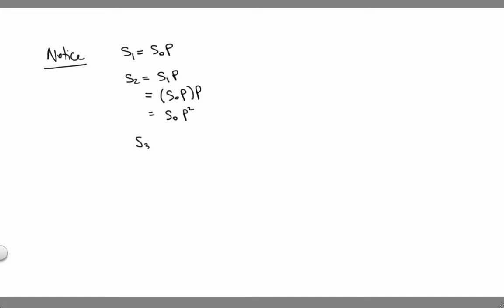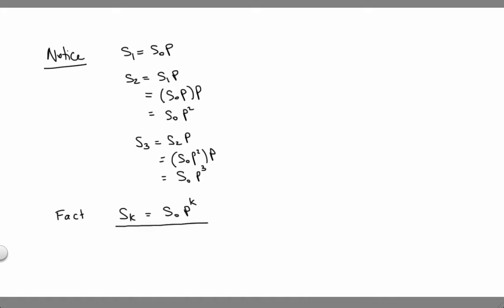If we did the same thing for S3, we'd say, well, S3 is S2 times P, S2 being S0P squared times P. So maybe you can see where this is going. S3 could also be written S0 times P cubed. So that gives us a different way of thinking about SK. You could say SK is going to be S0 times the appropriate power of P, whatever the subscript K is there. So again, to make sure that you understand this fact, you can try just plugging in some interesting number. Make sure you're comfortable with that.